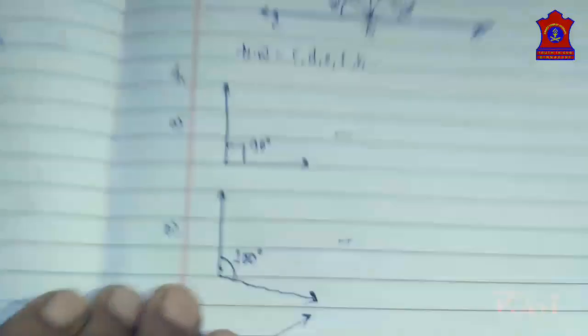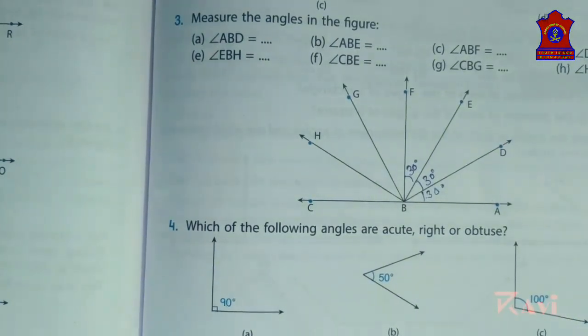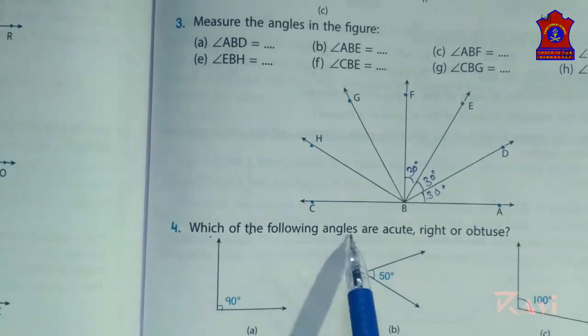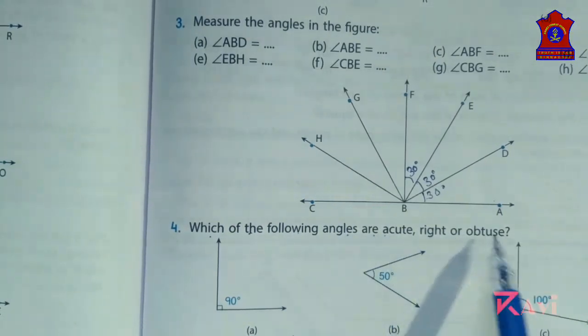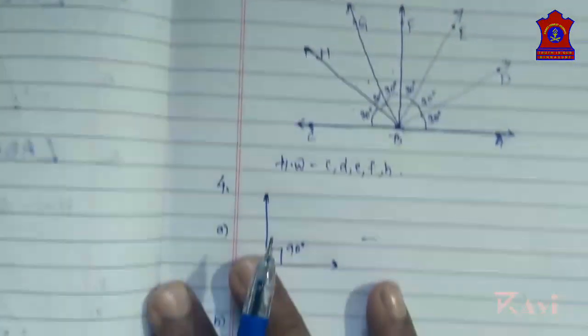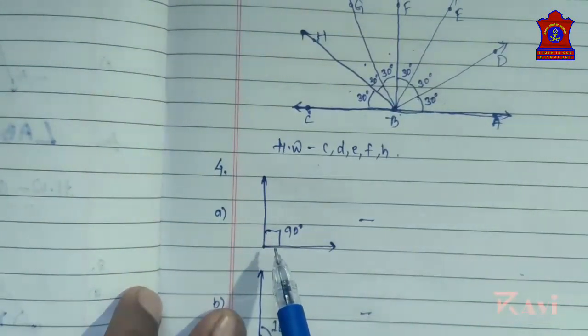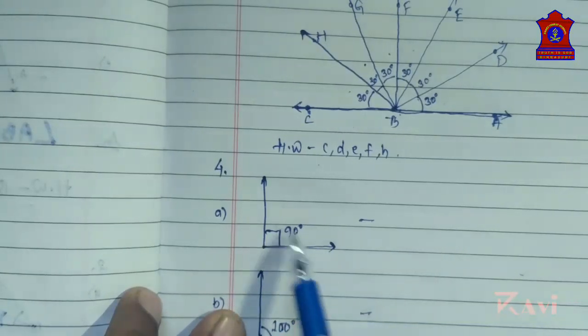4. In question number 4 it is asking which of the following angles are acute, right or obtuse. You have to identify. Just look at the measure of each angle and find out. In the previous class I explained that on the basis of the measurement of an angle, we have given it a name.